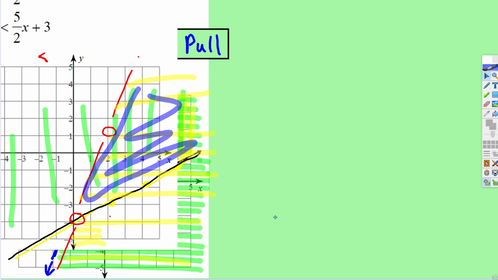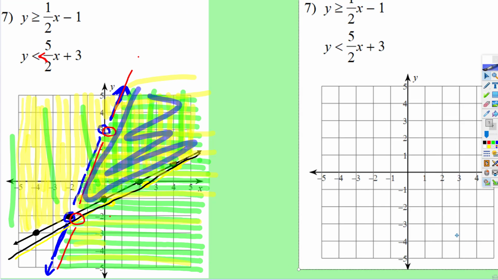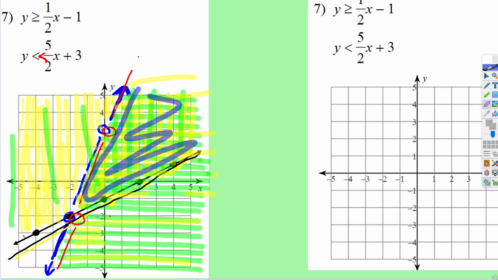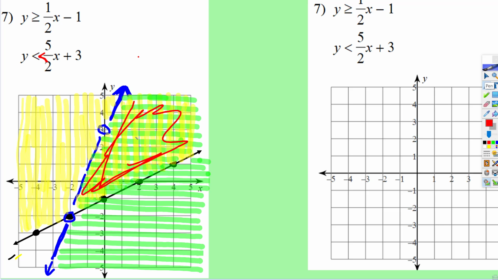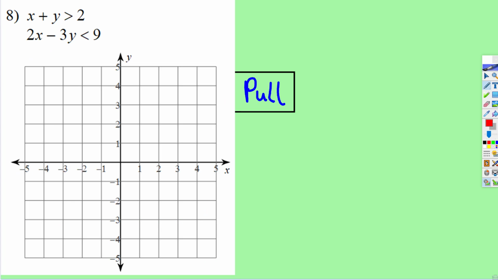So now I'm going to pull that apart, erase everything. So I already had it graphed on here. And where they overlapped, in this region right here.